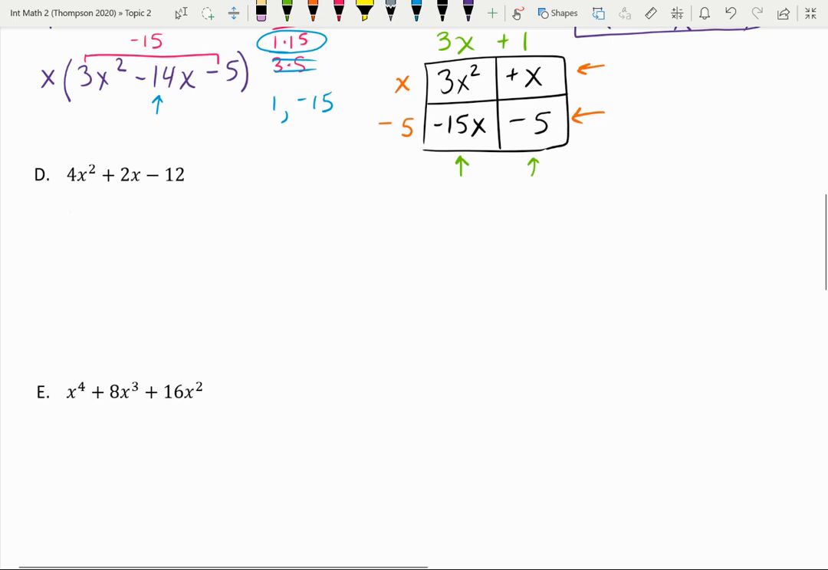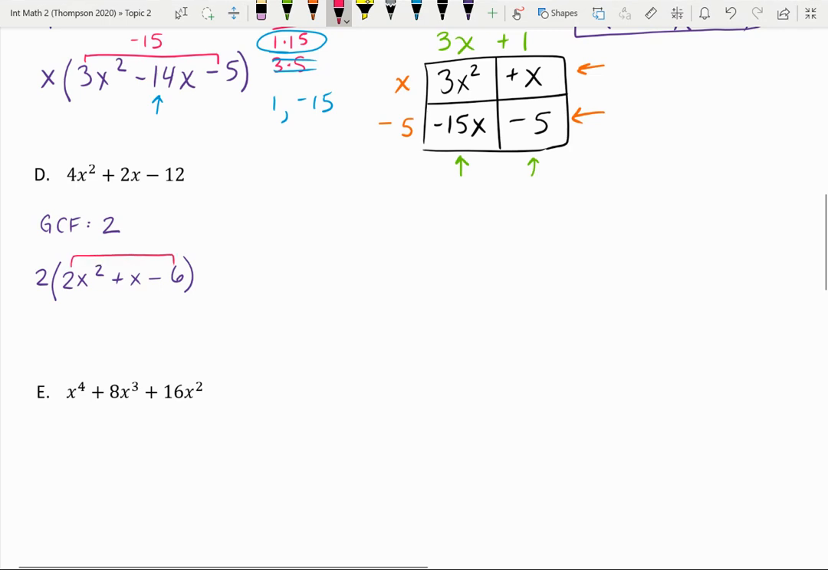Hopefully you took a moment to work out problem D. We'll do it together now. So first thing first, I factor out the GCF. In this case, I can take a 2 out of everything. When I bring a 2 in front, I'm left with 2x squared plus x minus 6.